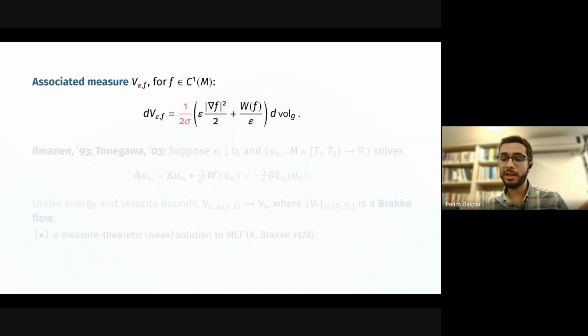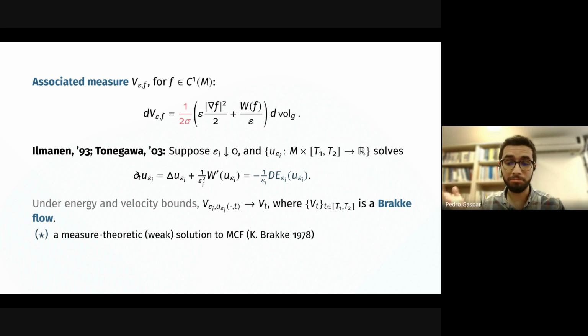So very roughly, we can associate to each solution to that elliptic or parabolic equation a measure on your manifold, which is basically taking the function that you integrate to get the energy, paired with the volume form. So basically, it's the energy density associated to that energy function. And the idea is that under very reasonable uniform bounds, for instance, if you assume that the energy is uniformly bounded and that the velocity of this parabolic motion is uniformly bounded, then you can take the limit as epsilon goes to 0 for these energy densities, and they will converge to some measure that I denote by V_t on your manifold, that is some sort of weak solution for the mean curvature flow.